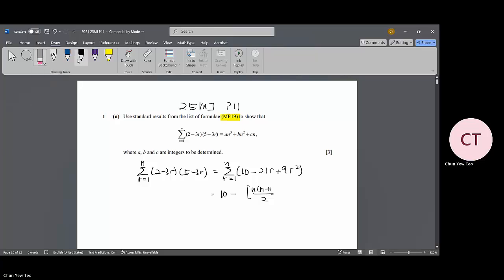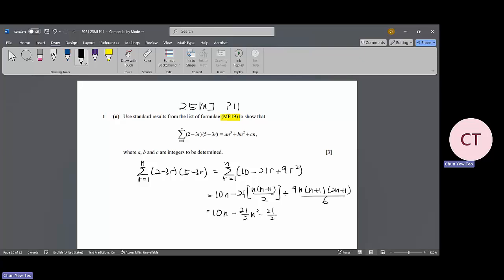21. This is a 21. Then this one is 9n, n plus 1, 2n plus 1 over 6. Okay. So over here, we just need to be careful with this. I missed out the n here. This is a 10n. So simplify them, you get 10n minus 21 over 2n squared minus 21 over 2n plus 3 over 2n, 2n squared plus 3n plus 1.